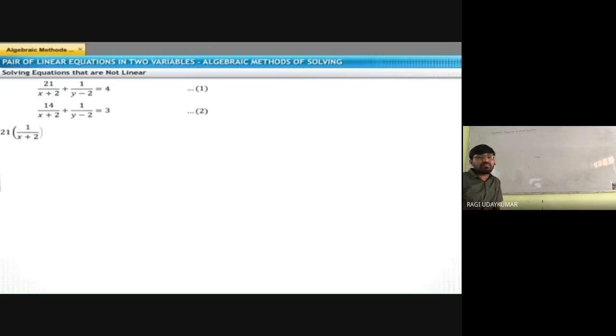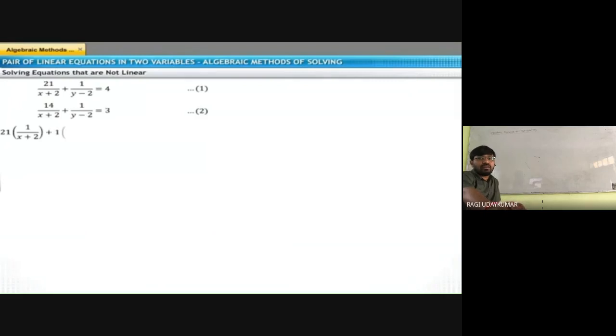What should the general form of a linear equation be? ax plus by plus c equals 0, where a squared plus b squared is not equal to 0. That means x should be there. This is the general form of the linear equation in two variables. If the equations are not in that form, we call them not linear. So by using one procedure, we will convert them into linear equations by substitution. Let us see here.